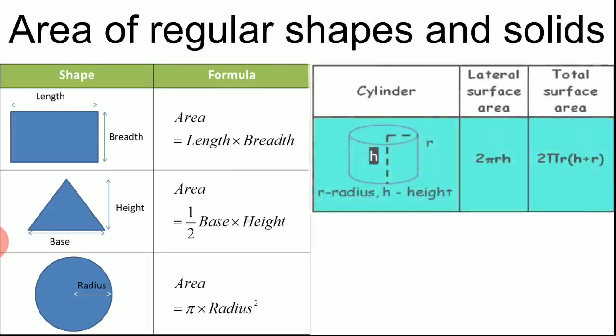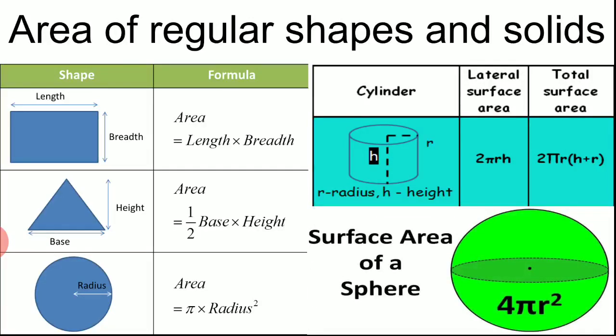Now for a cylinder, if it is a hollow cylinder, we will just count its lateral surface area, wherein 2 pi r becomes the circumference and h becomes the height. But if we have a closed cylinder wherein the two circular portions are also there, then we will have to consider the total surface area, that is 2 pi r square, which is the two circles on top and bottom, and 2 pi r h, which together forms into 2 pi r (h plus r).